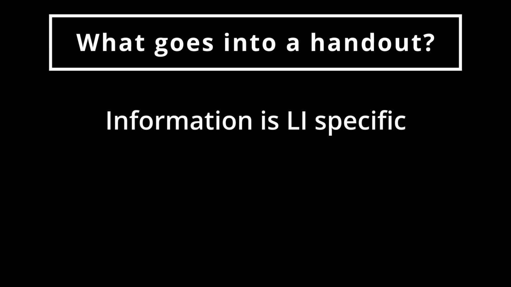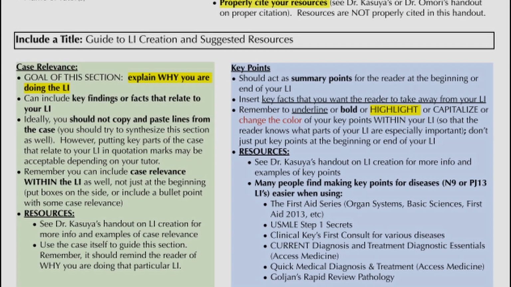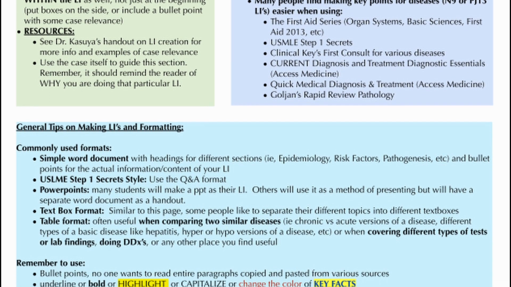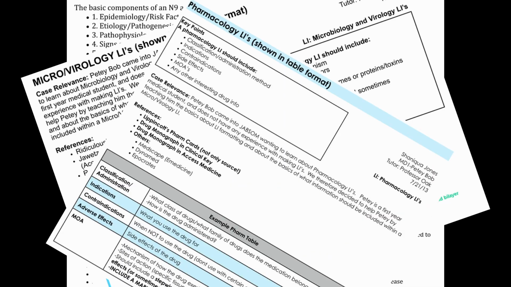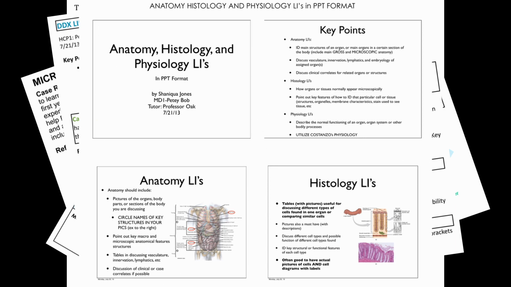A question to ask yourself before beginning this step of the LI process is what goes into a handout? An important thing to realize is that based on the type of LI that you're doing, your handout will include different information. Consult the Making LI and Suggested Resource PDF on what information to include for N1 through 9s, micros, farms, DDX, and anatomy and histology LIs.